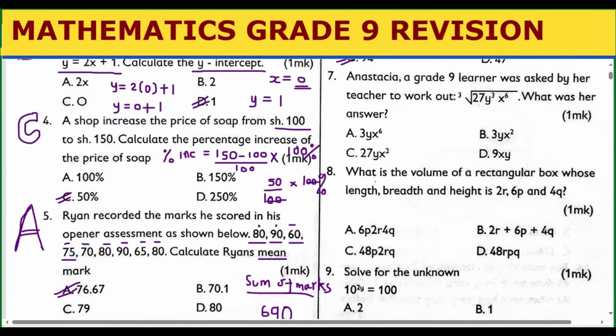27y cubed x power 6. Now, what was our answer? We need to know how to calculate cube root. Before we go further, let us write the cube root. This is 27, express it as 3 times 3 times 3, so it is 3 power 3. Then we have y, which is power 3, and then x, which is power 6.